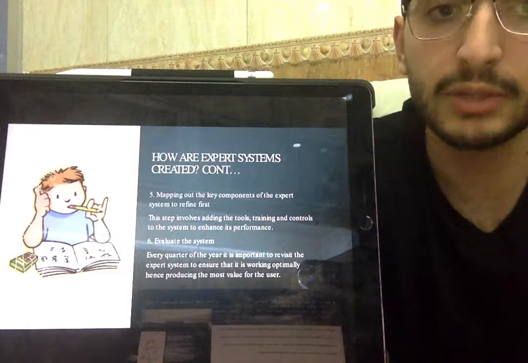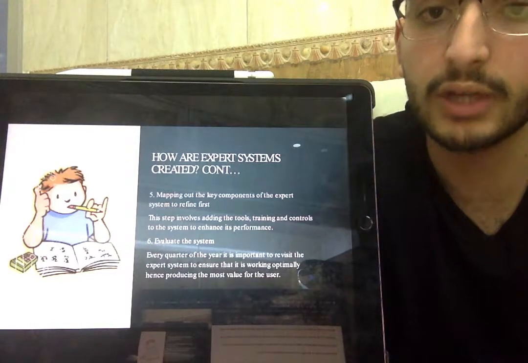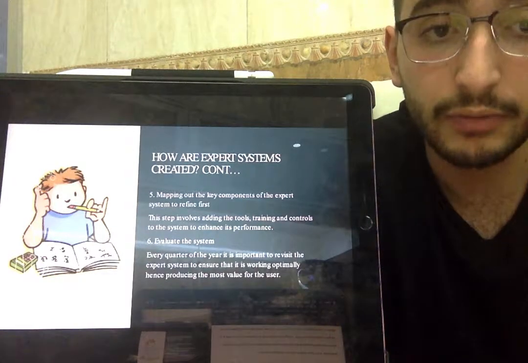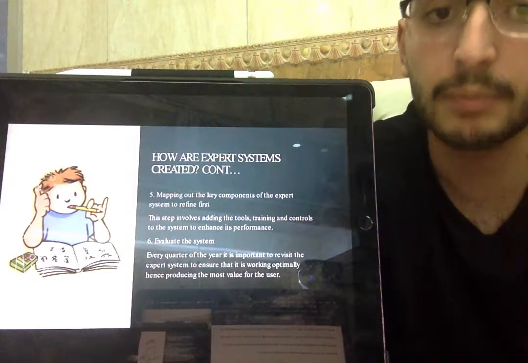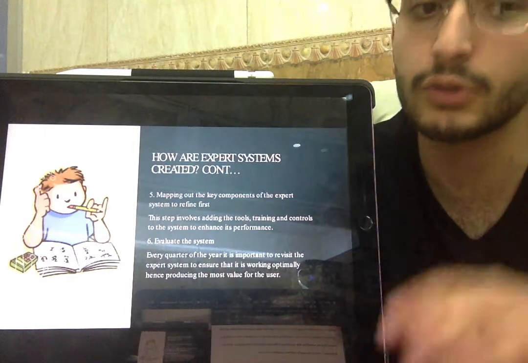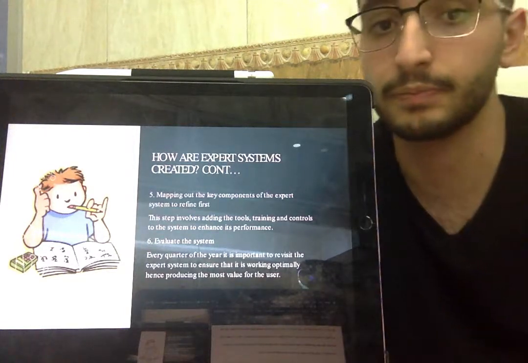The fifth step is mapping out the key components of the expert system. This step involves adding tools to the system to make it perform best. It also involves training and controlling of the system.